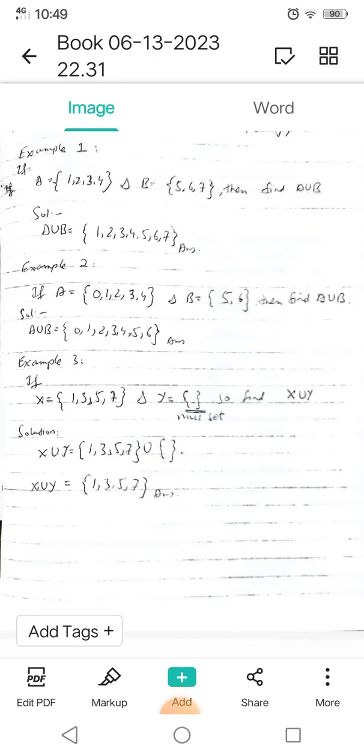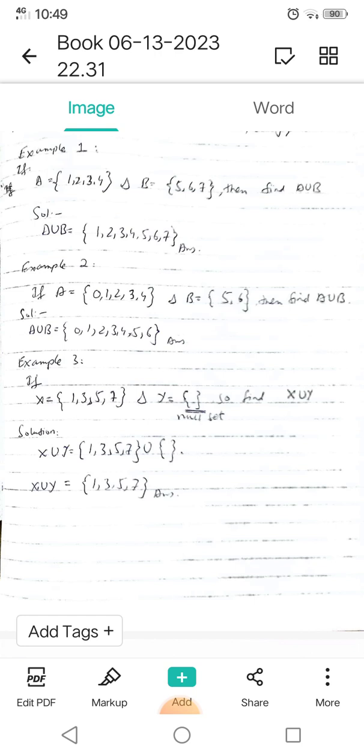So today we are about to study intersection of two sets. But before that, I want to remind you, I want to ask you a question about our previous lesson, which was union.